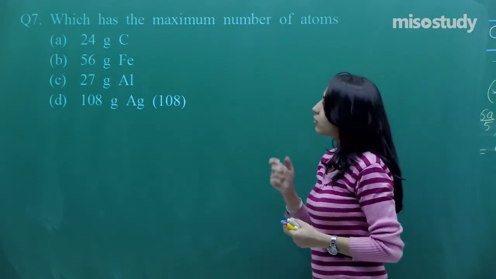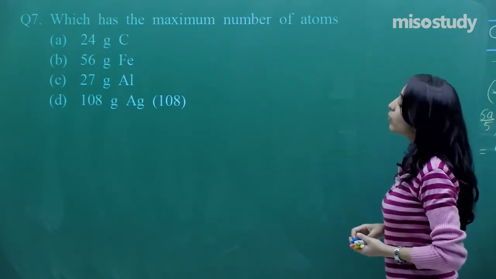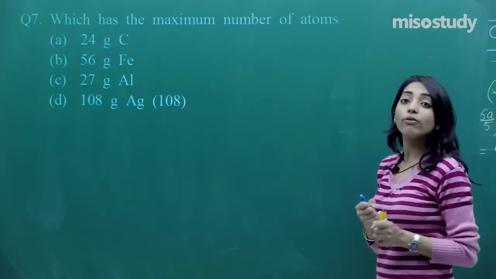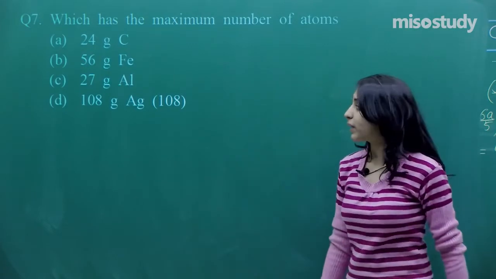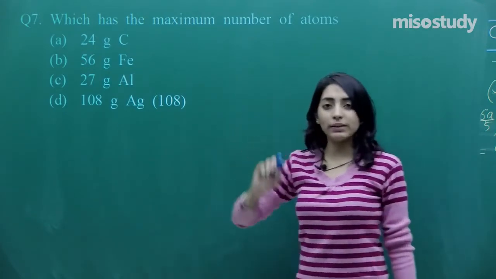Okay, let us read the question. The question is, which has the maximum number of atoms? Maximum number of atoms are present in which of them? This time I am going to start from option number D.